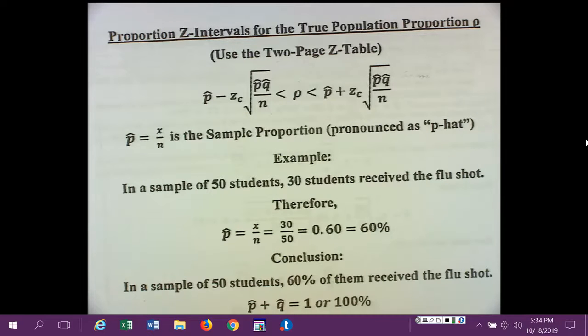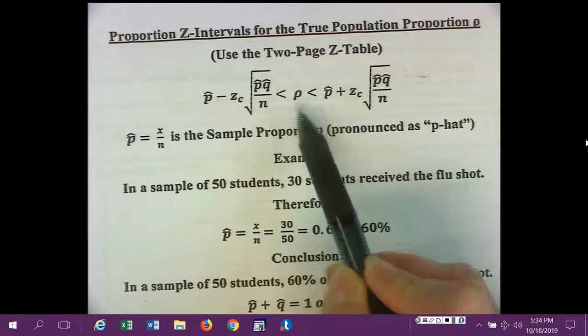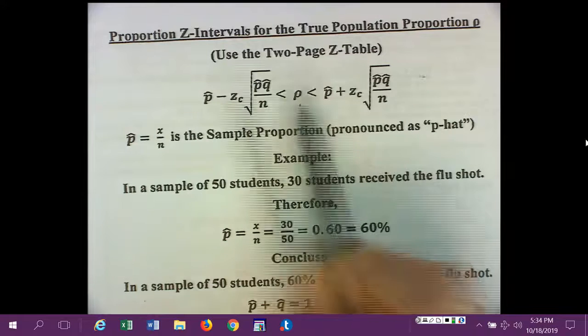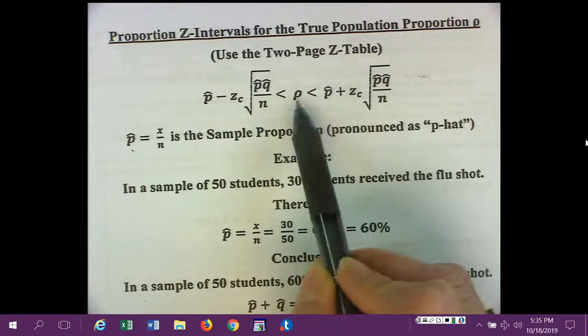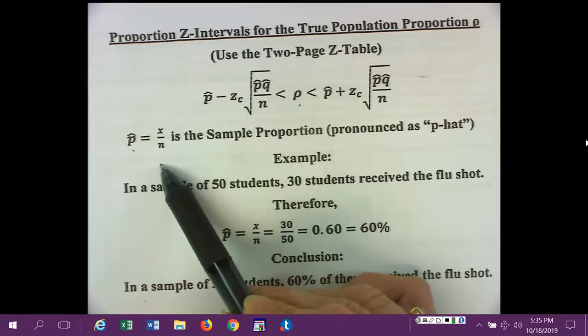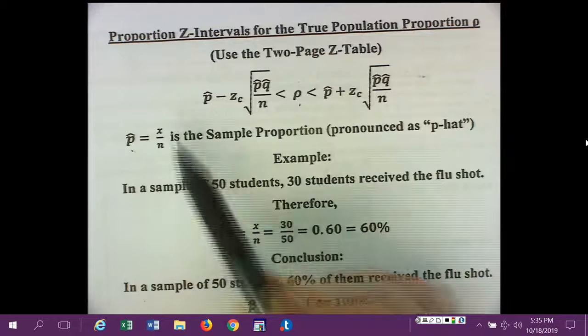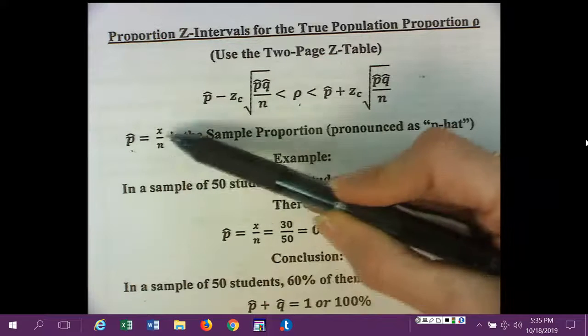P hat is sample proportion. Remember, it is the best point estimate for a true population proportion P or rho. P hat is the point estimate or statistic, and rho or P is the parameter, the population proportion. Remember, point estimates are good, but confidence intervals are better. P hat is pronounced as I pronounce it, but you spell it as P dash hat. It has a formula associated: X divided by N.